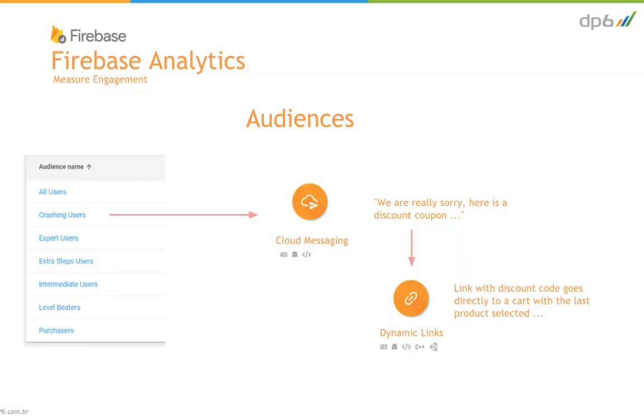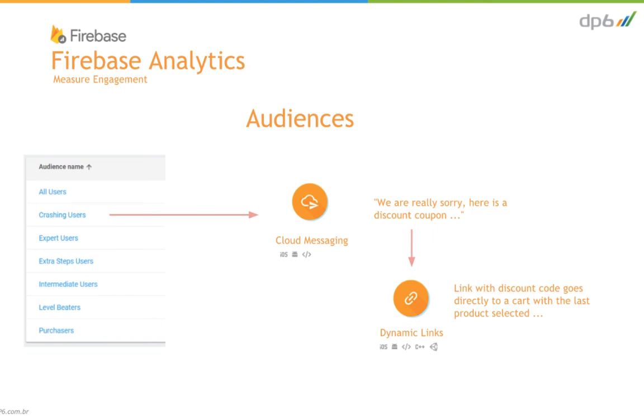The interesting part is that you can then use those audiences to connect with different tools from Firebase, such as Cloud Messaging or Dynamic Links. Say, for instance, that I want to select my audience that is my crash users, and I use a Cloud Messaging campaign focused on those users, sending a notification saying, look, we're really sorry, our app crashed, and here's a discount coupon if you go back to it.